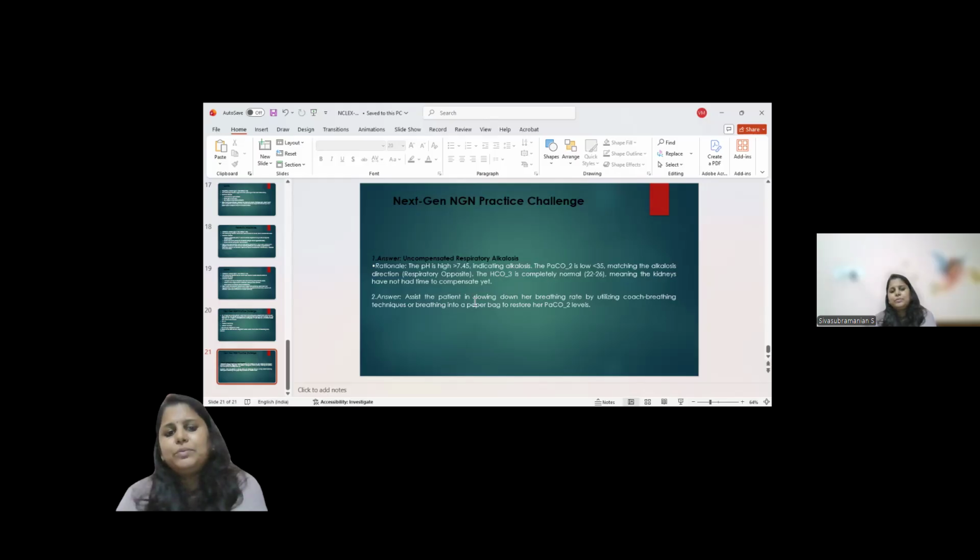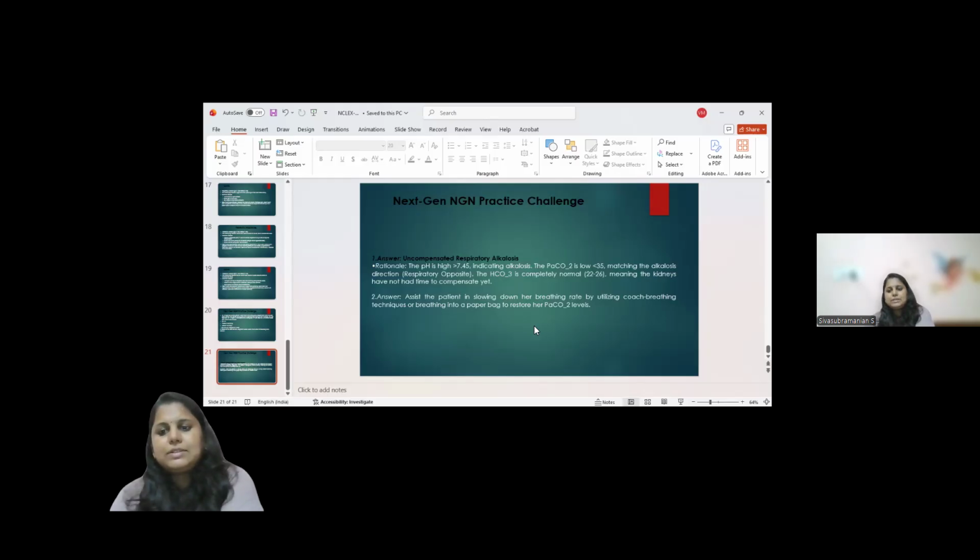So the answer: we have to assist the patient in slowing down the breathing rate by utilizing a coached breathing technique, or ask the patient to breathe into a paper bag to restore her PaCO2 level. These are the prioritized interventions for a patient with uncompensated respiratory alkalosis. Clear?